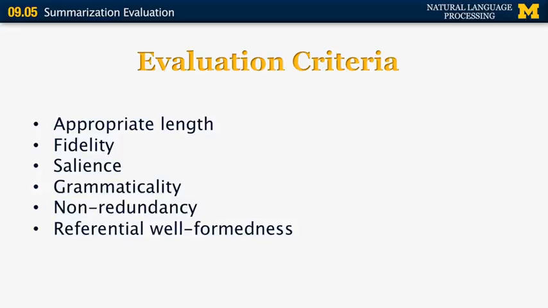Is it well-formed referentially? That means that it has the right connectives and doesn't make any false implicatures. Is it structured properly? Is it coherent? All of those are important evaluation criteria, and there has been work on all of those in the research community.